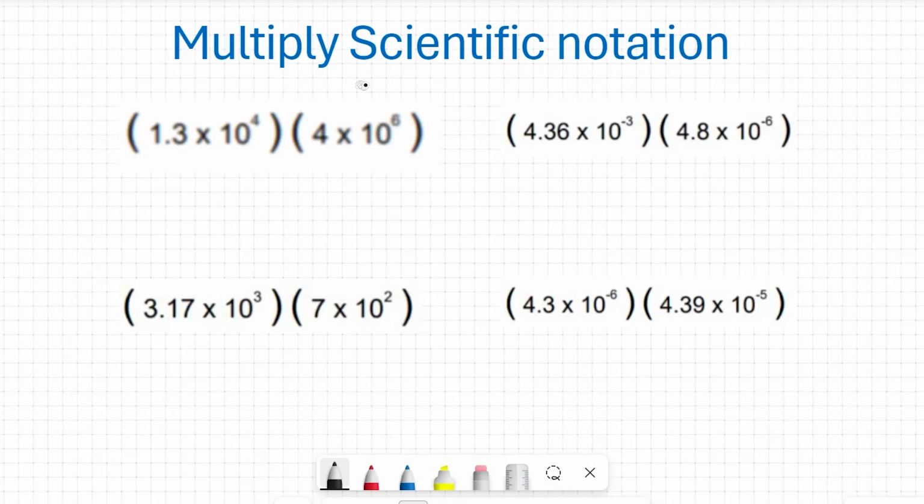But before I start multiplying, one of the rules that I want you to remember is this. Whenever you move the decimal point to the left, you count how many units you move the decimal point. That number of units will be positive. And if you move the decimal point to the right, that number of units is going to be negative. Okay. So for now, I'm just going to leave it here for you to remember. Now, let's start by multiplying.